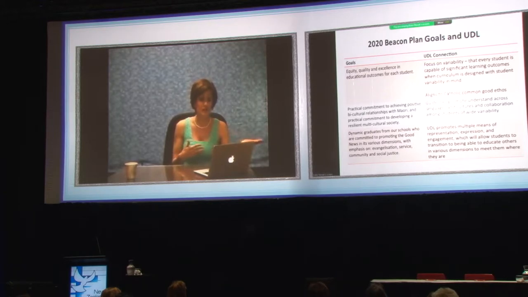So the first one, obviously the goal is to have the same educational outcomes, the same quality outcomes for students regardless of their diversity or their variability. And so the connection here to UDL is really that there's a philosophical belief at our core in UDL that every single student is capable of having these really amazing outcomes. And we look at it as the structure of the curriculum and the way that we design and deliver our instruction, that is what takes away the barriers that prevent some students from learning.